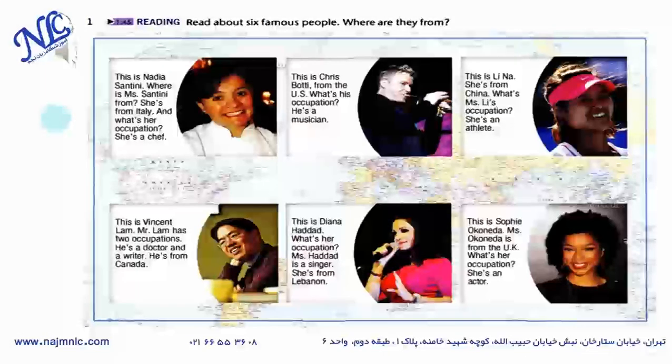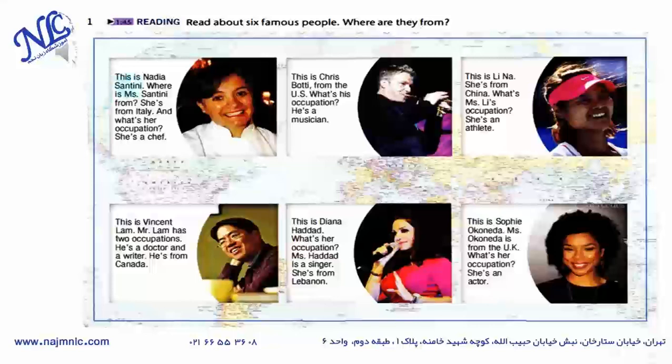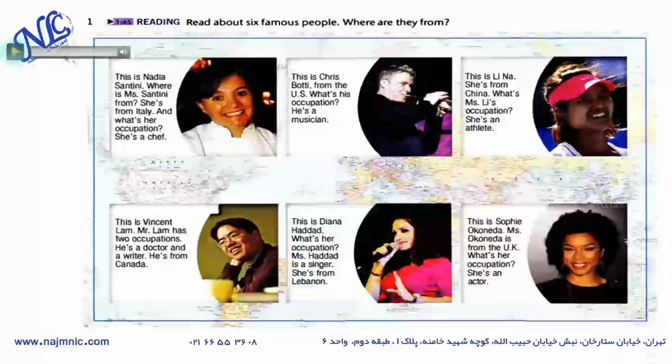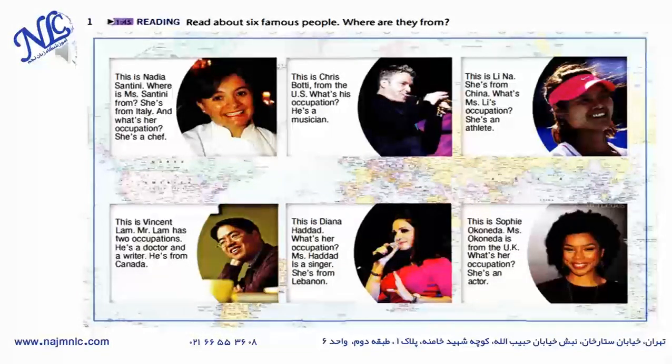Thank you. Now look at the reading. Listen again. Page 18. Exercise. Read about 6. Where are they from? This is Nadia Santini. Where is Miss Santini from? She's from Italy. And what's her occupation? She's a chef. Good. So, she's from Italy and she's a chef.